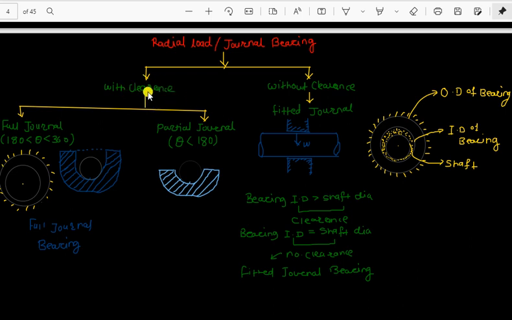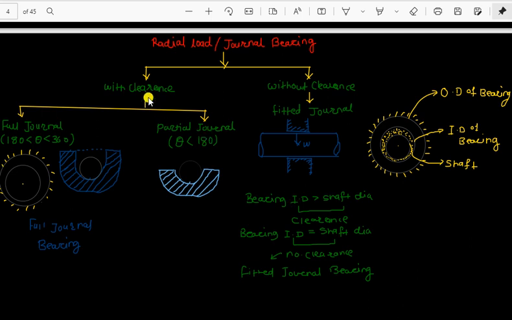If there is a clearance, then again journal bearing is divided into two more subtypes, that is full journal bearing and partial journal bearing. Here another type is without clearance. If there is no clearance, that means this shaft diameter and the bearing diameter are almost the same. Here you can even write they are equal. That means there is no clearance as such.